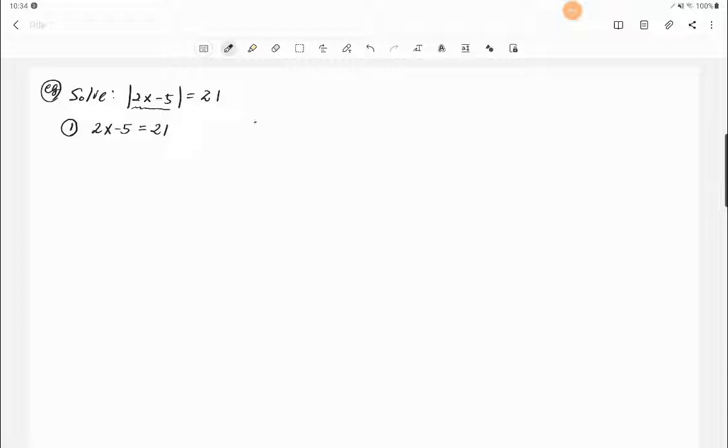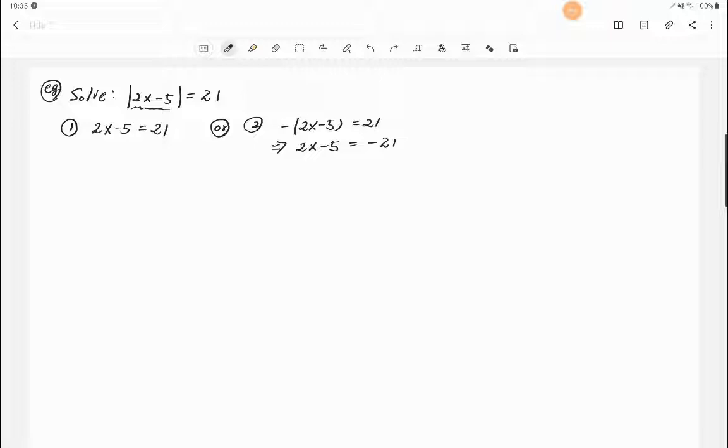Okay, the second equation is what? Or. I'm going to use or. The second equation is if 2x minus 5 is less than 0, it's a negative number, then what do we do? What we did is multiply this expression by negative, right? So multiply each side by negative, so it will be negative 21. Can you see it? So we have two equations, this one and this one.